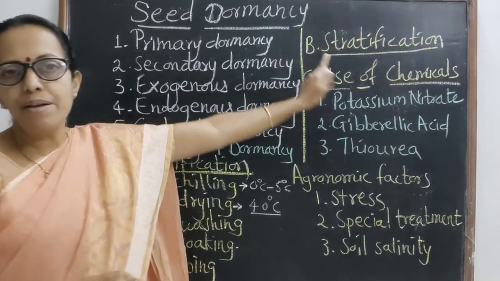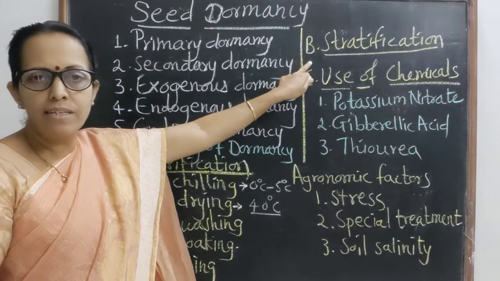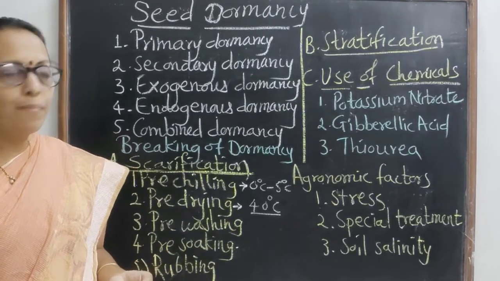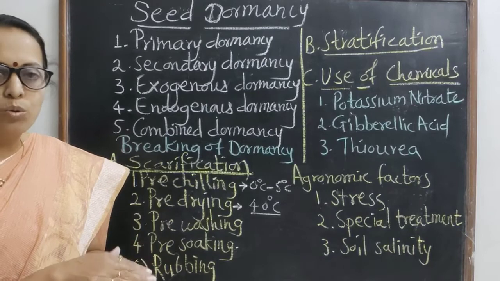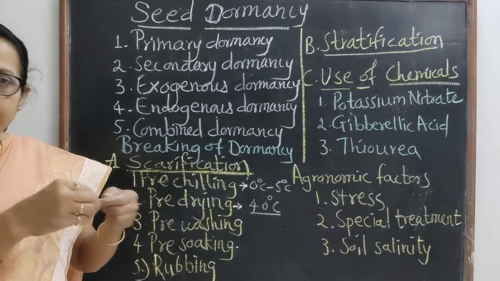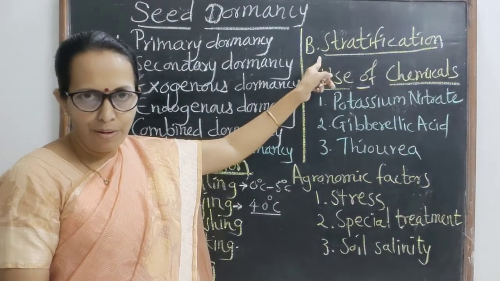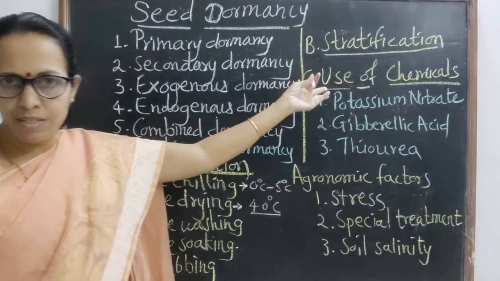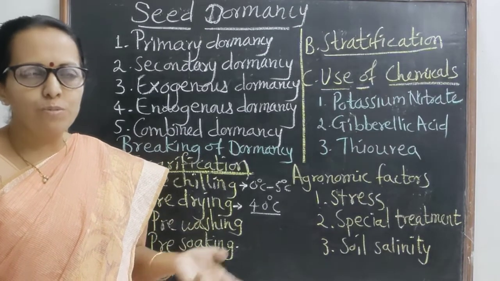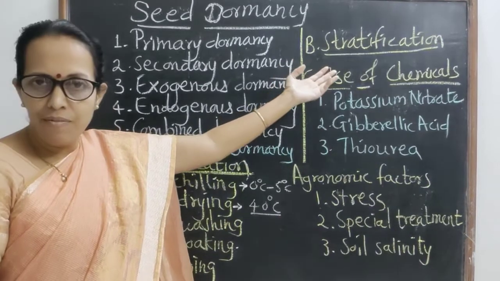Next is stratification. Strata means layers. In this case, sand or soil layers of favorable temperatures are used for treatment. The layers are prepared in which the seeds are treated. Hence, we call it stratification treatment. In nature also, we observe this. After hot summers, when showers come, we observe so many seeds sprout naturally by stratification.